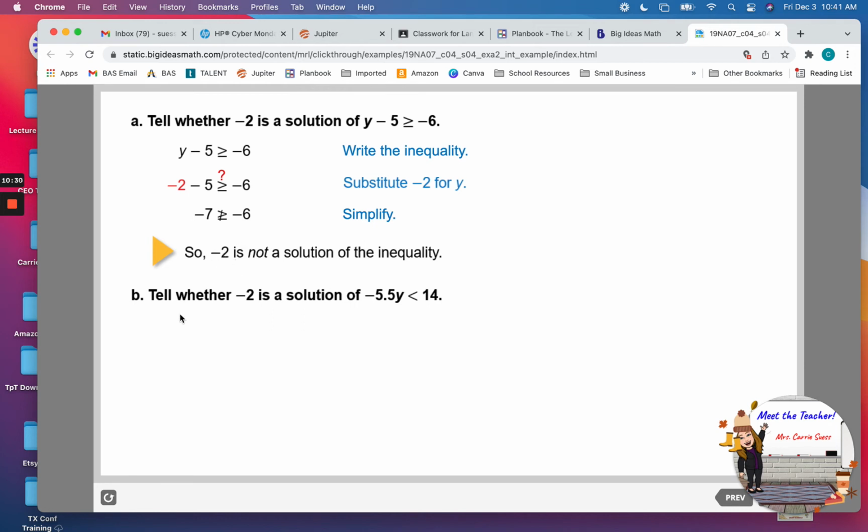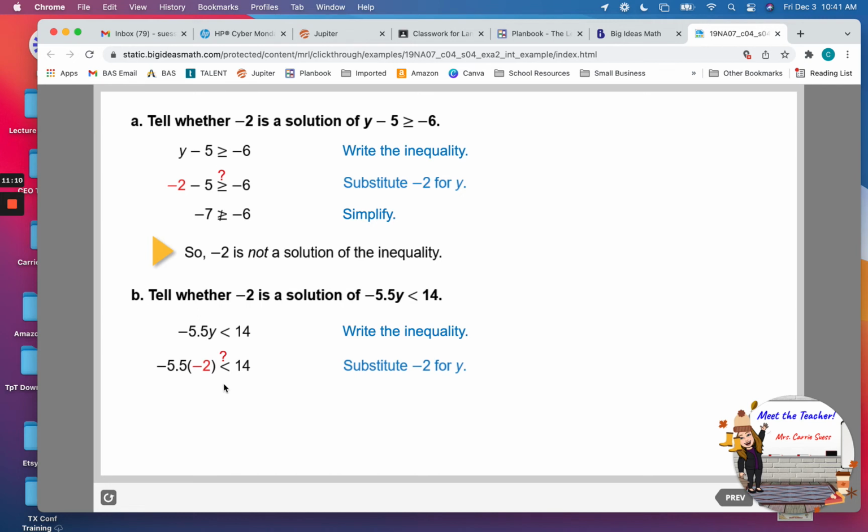All right, so now let's look at B. Tell whether negative 2 is a solution of negative 5.5y is less than 14. So again, what are we going to do with this negative 2? Replace the y with it. So when I have a number next to a letter, what kind of math is this? Multiplication. Very good. So I need to put this in parentheses when I write it again with the number. Otherwise, it'll get confusing. So now when I have parentheses there, this still means multiplication, right? Yes. So what is negative 5.5 times negative 2?